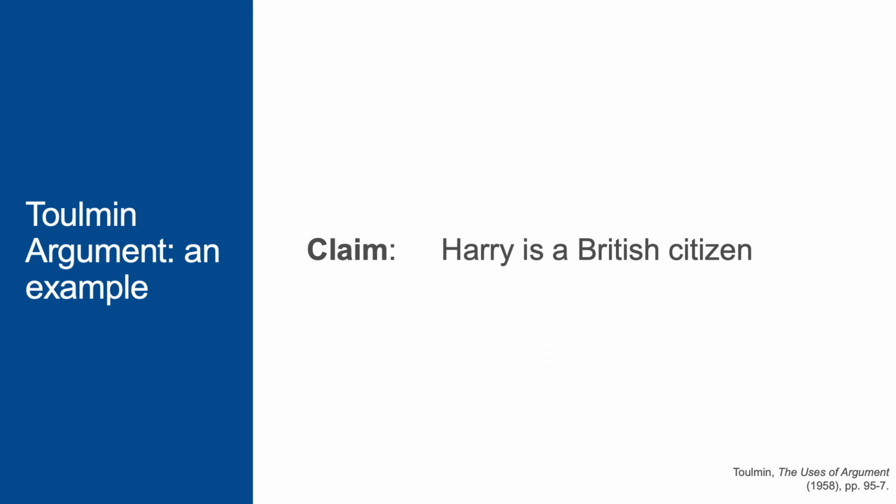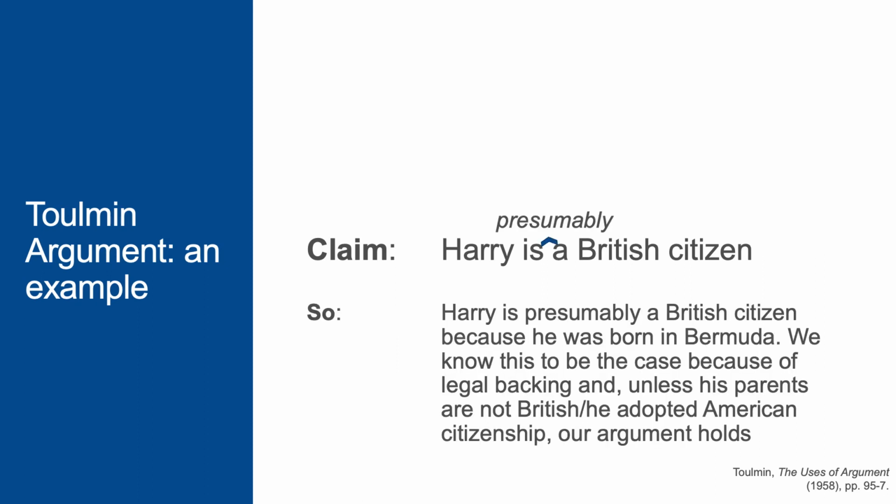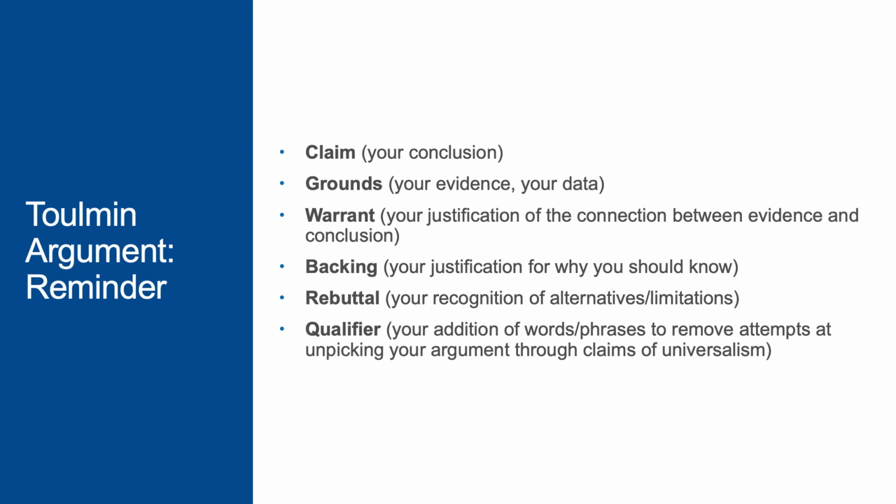So what we can then say is, well, Harry is presumably a British citizen. And we can say that Harry is presumably a British citizen because he was born in Bermuda. And we know that to be the case because of the legal backing, and unless his parents are not British, or unless he adopted American citizenship, for example, then our argument holds. So this is the way of thinking about building these clearer lines of argumentation when we are not dealing with universal truth. So let's look again at how that works.